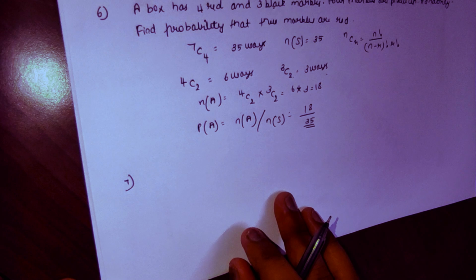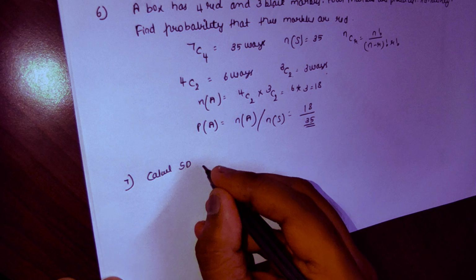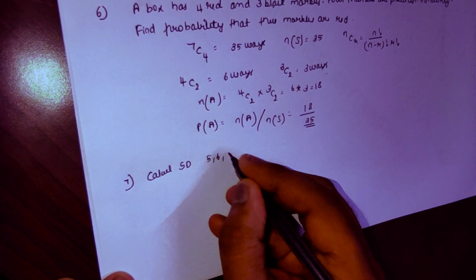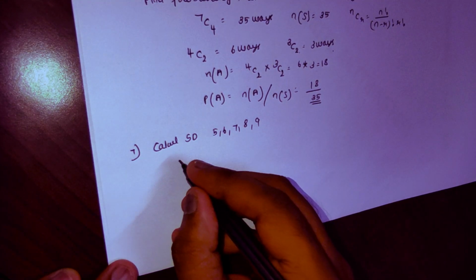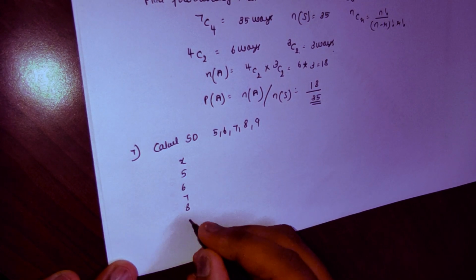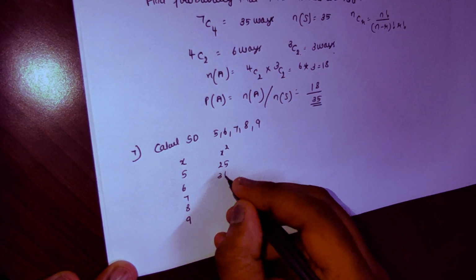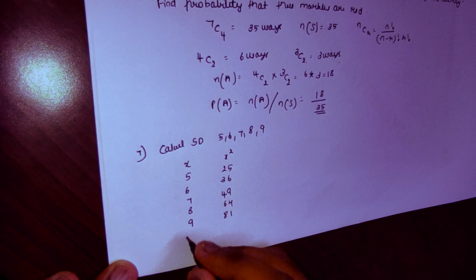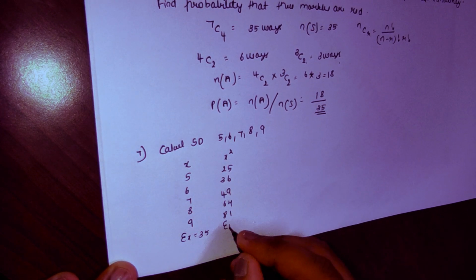We will find the 7th question. Calculate the standard deviation. Scores are given 5, 6, 7, 8 and 9. We will write x, that is 5, 6, 7, 8 and 9. We will find x square here, that is 25, 36, 49, 64 and 81. Summation of x is 35. You have to add all the values of x. Summation of x square is 255.